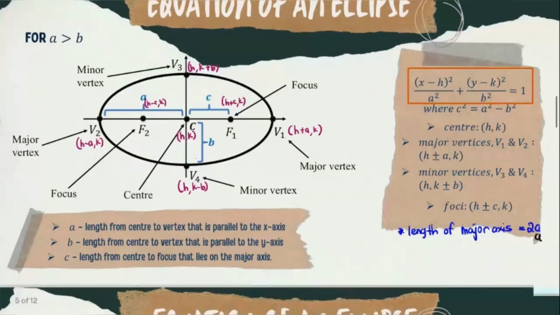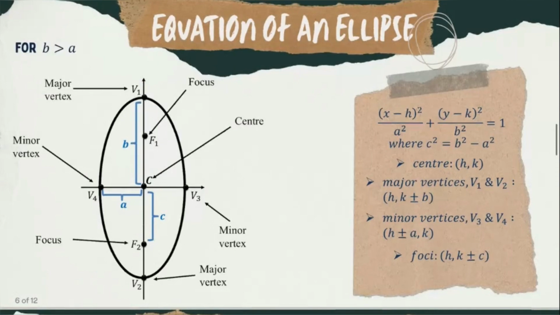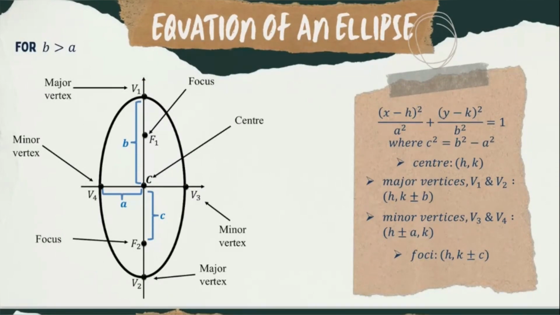Okay, same goes kalau dia vertical. Vertical pun dia menggunakan konsep yang sama juga. Nak cari A, B, C tu macam mana. So for example, our center is at HK. Okay, and then ini depends kepada value of C kita, focus. So kalau dia naik atas, H, K plus C. Kalau dia turun bawah, H, K minus C. Okay, kalau nak pergi kepada major vertex, now length of B. So H, K plus B, tapi kalau dia dekat bawah sini dia akan jadi H, K minus B.